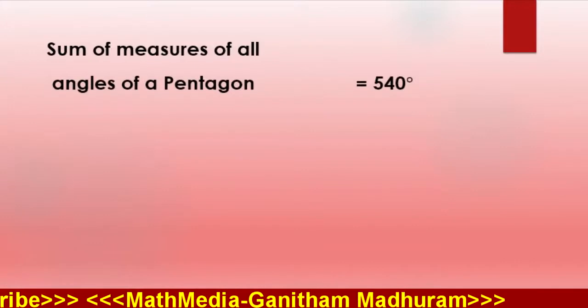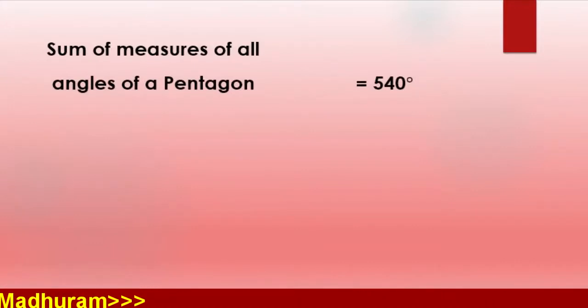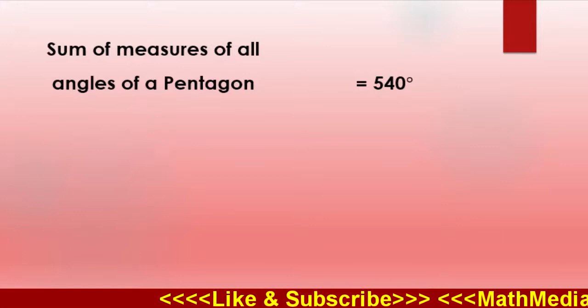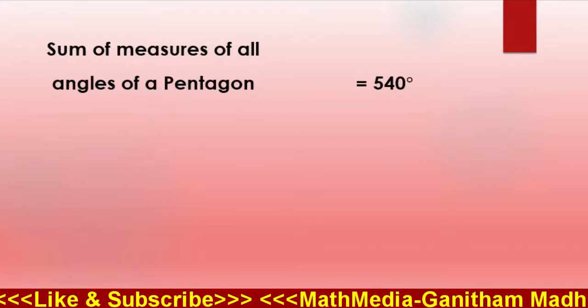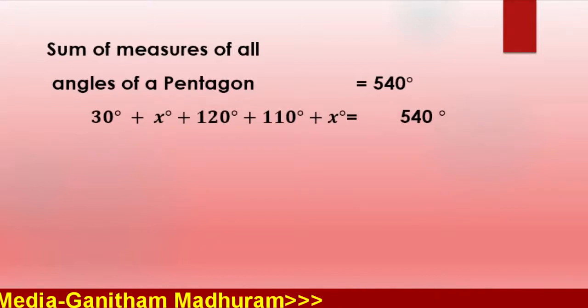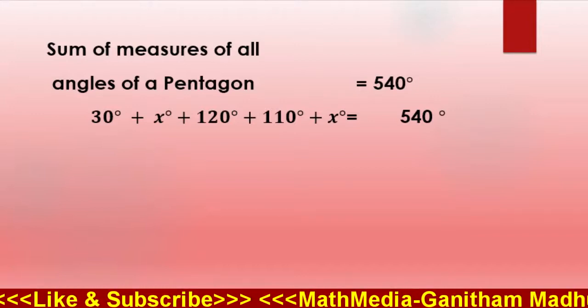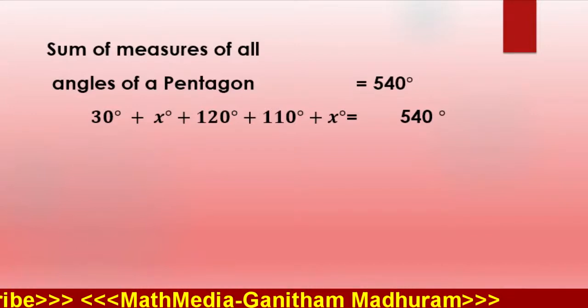As we know, the sum of measures of all angles of a pentagon is 540 degrees. So we got all angles of the pentagon, and we can add all the angles. So we get 30 degrees plus x degrees plus 120 degrees plus 110 degrees plus x degrees equal to 540 degrees.